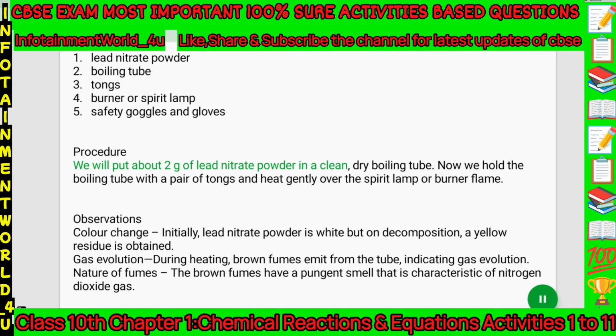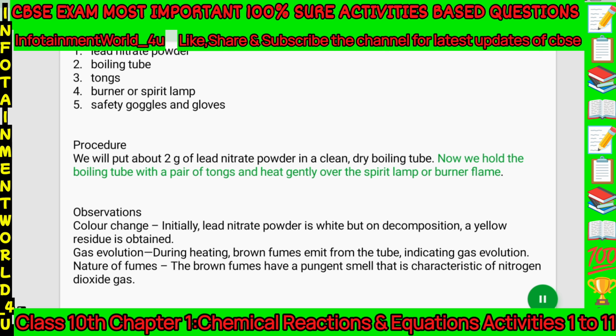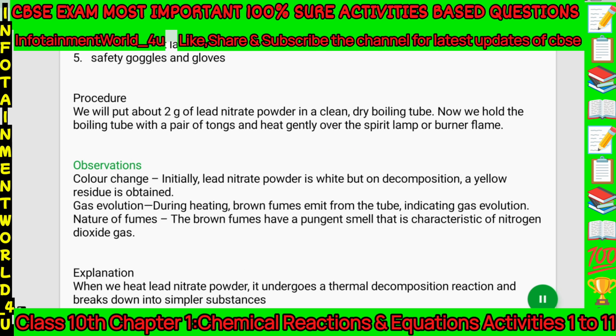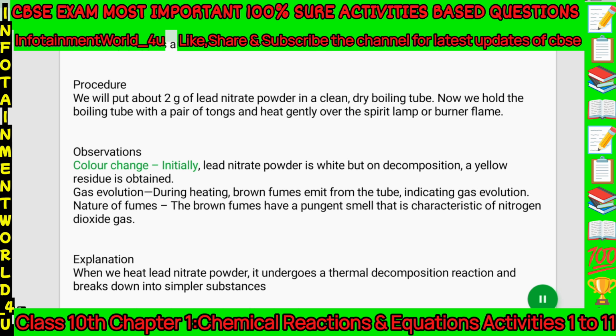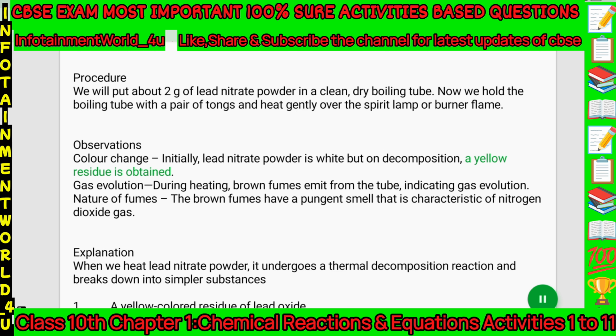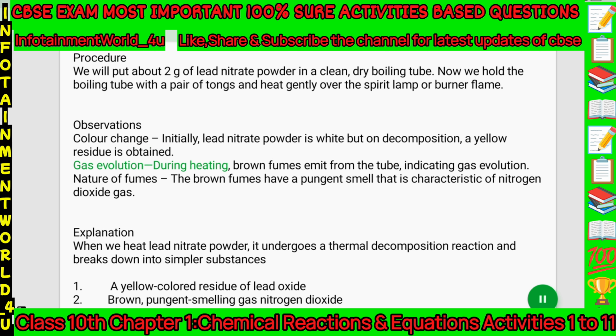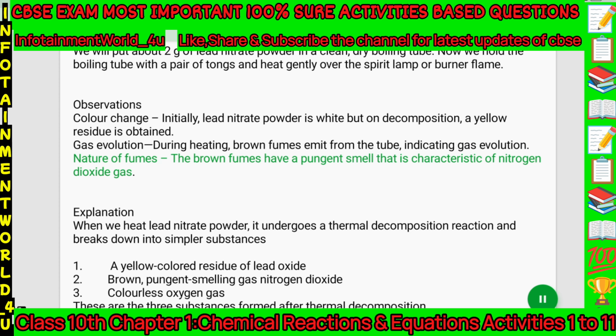Procedure. We will put about 2 grams of lead nitrate powder in a clean, dry boiling tube. Now we hold the boiling tube with a pair of tongs and heat gently over the spirit lamp or burner flame. Observations. Color change. Initially, lead nitrate powder is white, but on decomposition, a yellow residue is obtained. Gas evolution. During heating, brown fumes emit from the tube, indicating gas evolution. Nature of fumes. The brown fumes have a pungent smell that is characteristic of nitrogen dioxide gas.